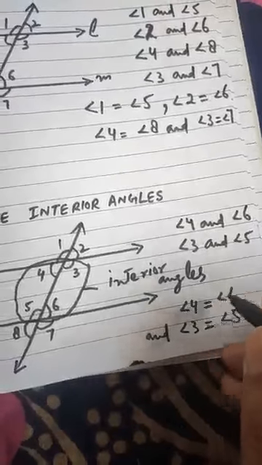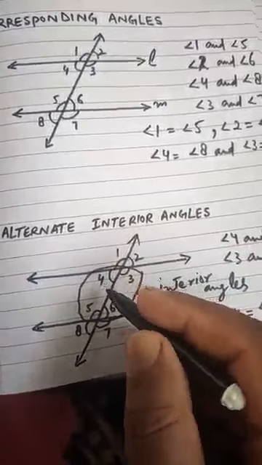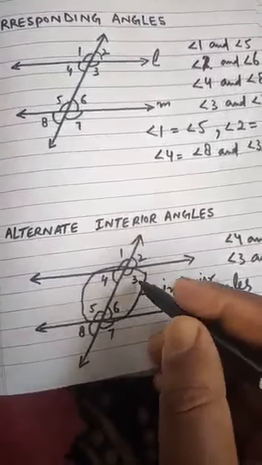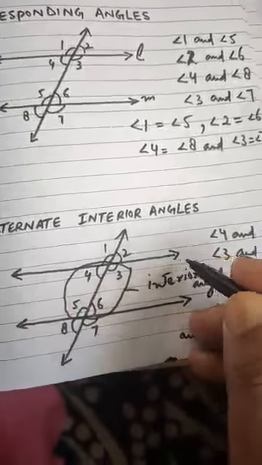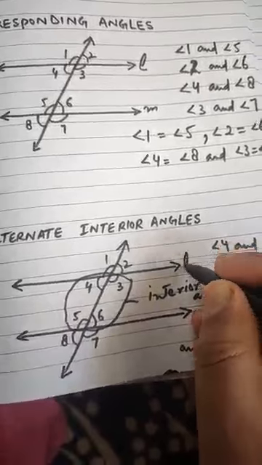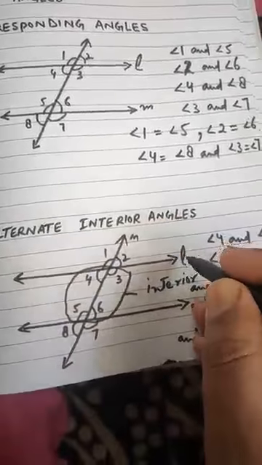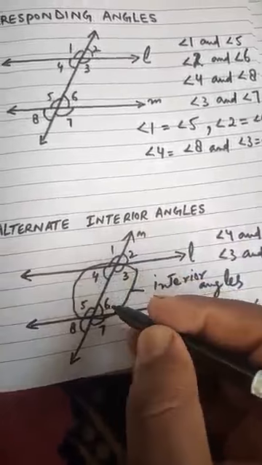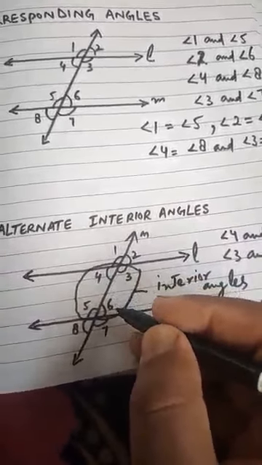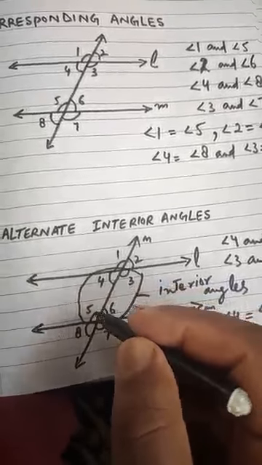Now why are these alternate interior angles equal? Why is angle 4 equal to angle 6 and angle 3 equal to angle 5? Why? Because lines are parallel. Line L and line M are parallel, and this is line N. Therefore angle 4 and angle 6 are alternate interior angles, and these are equal. Angle 4 is equal to angle 6 and angle 3 is equal to angle 5.